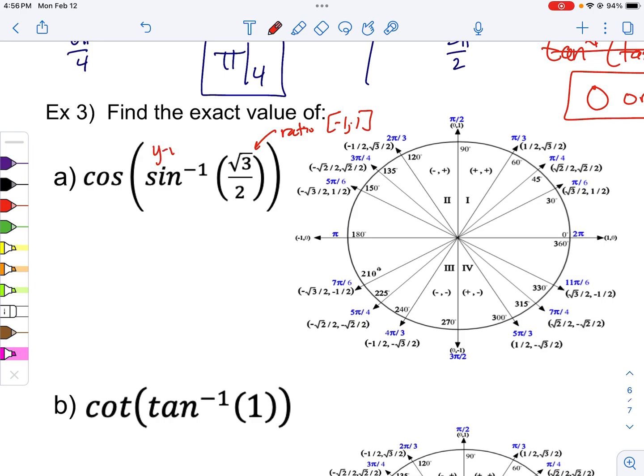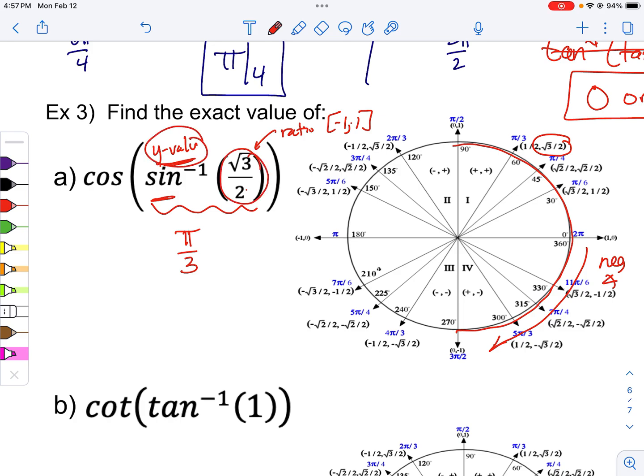And we know that sine is a y value. So basically what I'm saying is, what angle has a y value of root 3 over 2? Since we're talking about sine, we need to look on the right side of the circle. Anything above 0, we can refer to as the angle itself. But remember, anything below 0, we have to refer to as a negative angle. Okay, so I'm looking for where sine is positive. Well, positive root 3 over 2 occurs right here. Okay, so I'm going to replace this whole part inside with pi over 3, because pi over 3 is the angle whose y value is root 3 over 2.